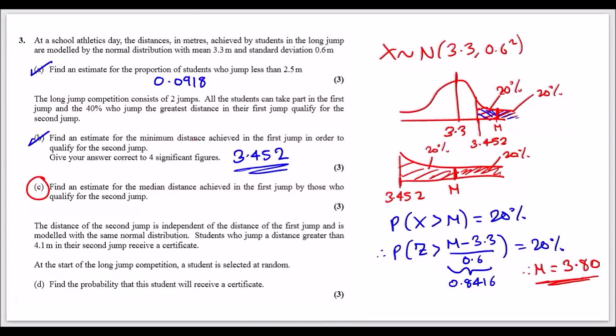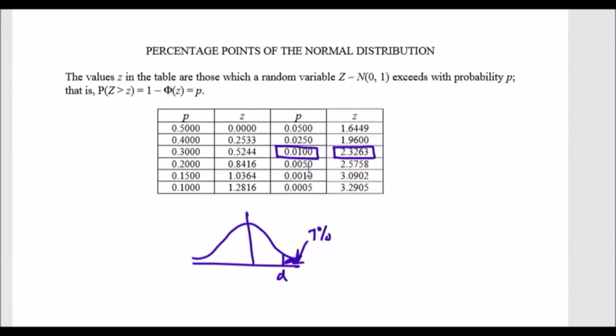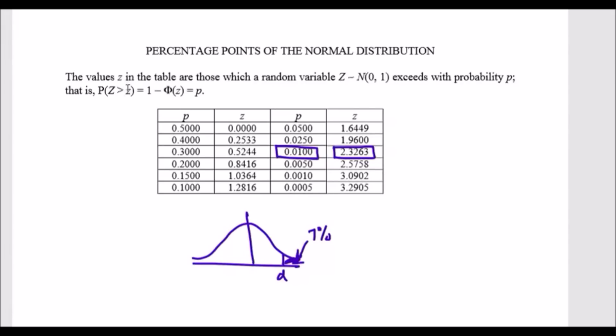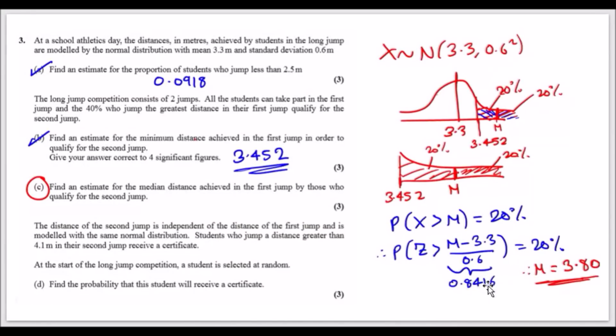Since it's greater, we can use the small table again. Alright, so let's see. Okay, p is 20%. This means the z value would be 0.8416. Again, this is the value used to replace the inside part of the probability, because when you place that 0.8416, that will give us a total probability of 20%. So replace this with 0.8416. Now equate these two and simply solve for m. So we again times it by 0.6 plus 3.3, and voila, m is 3.80.